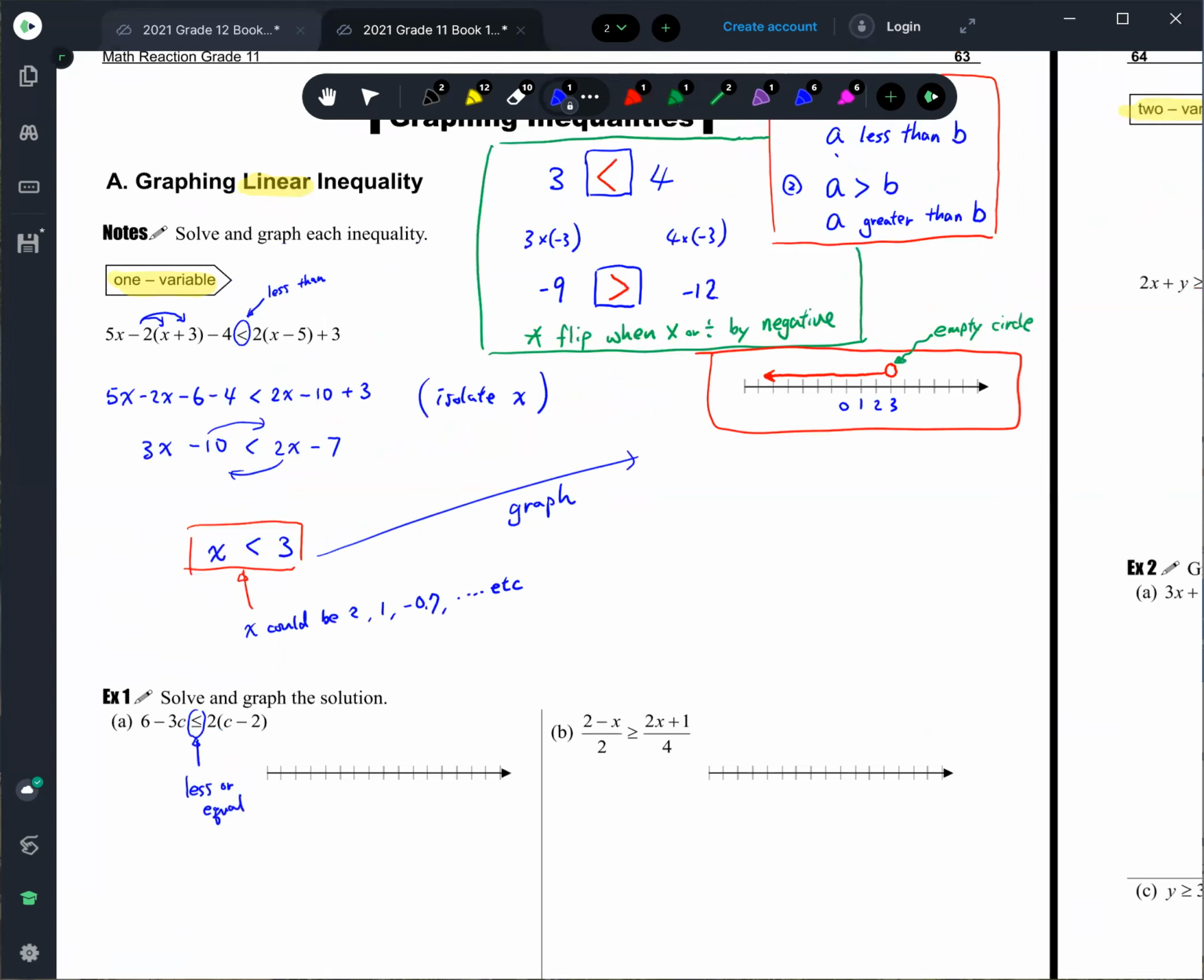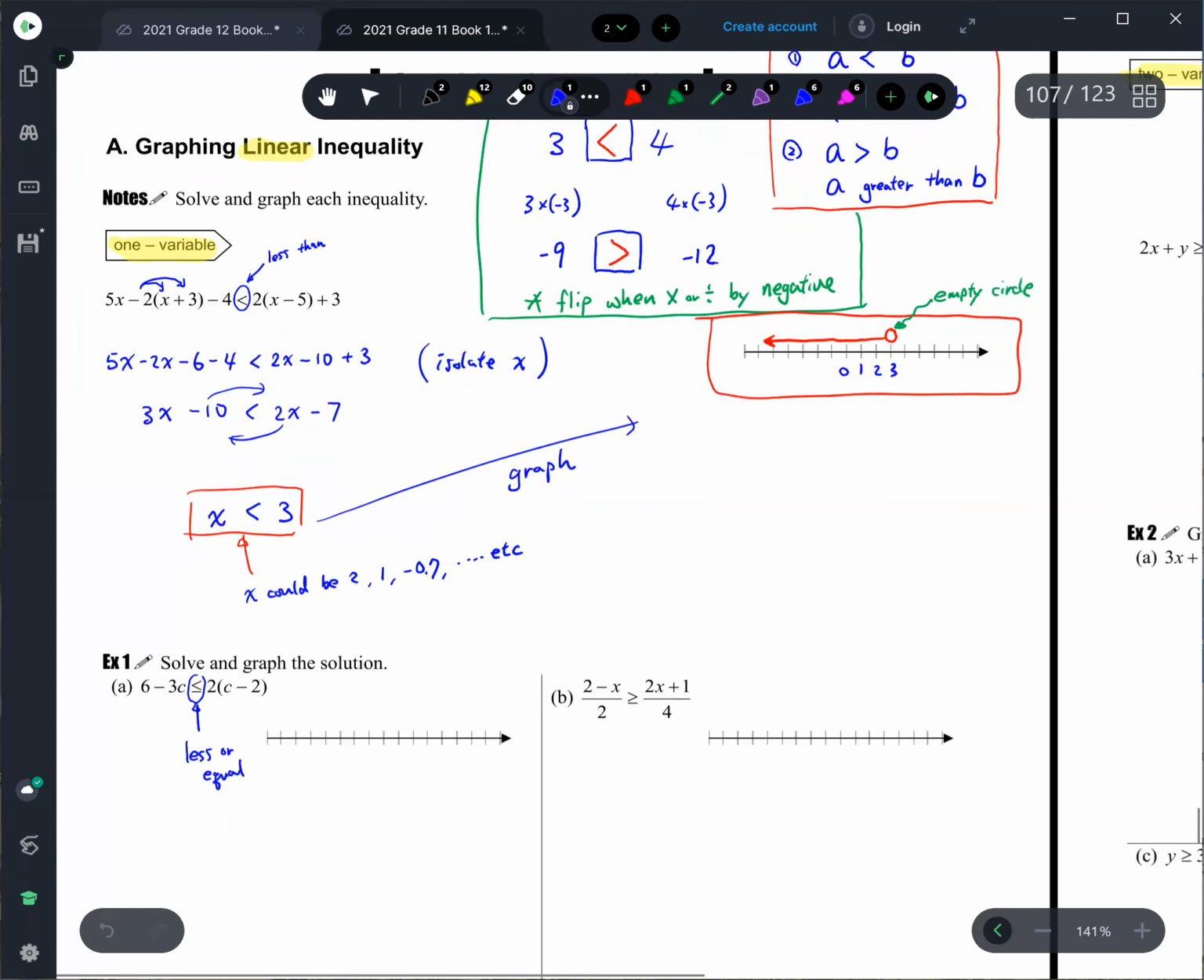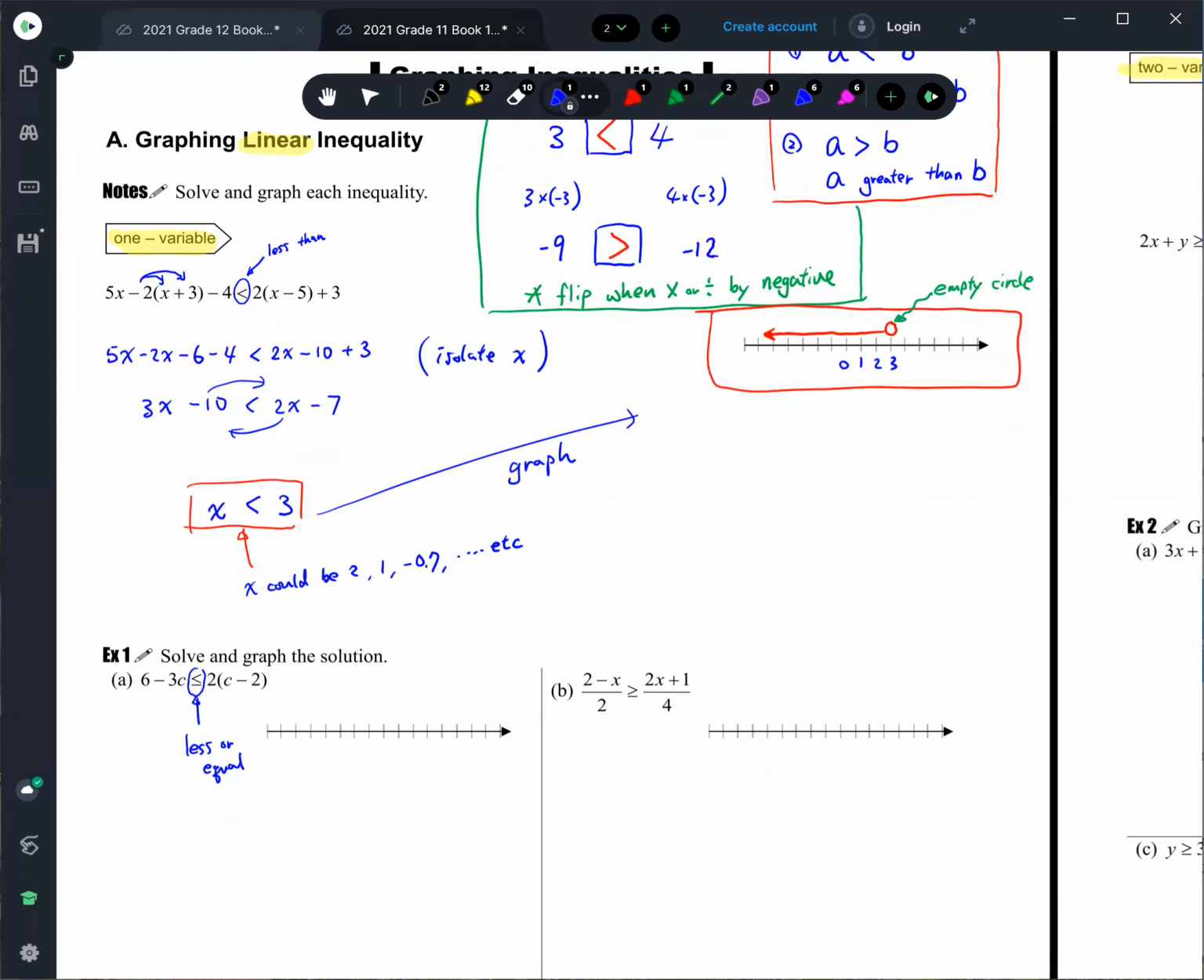So for the following 2 questions, I'll let you try that. We'll do question A first. When you finish question A, you can raise your hand. After you isolate the C, instead of X, we have C, and then the graph as well.